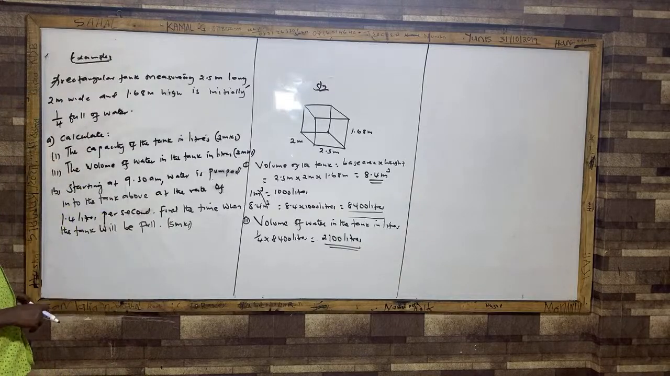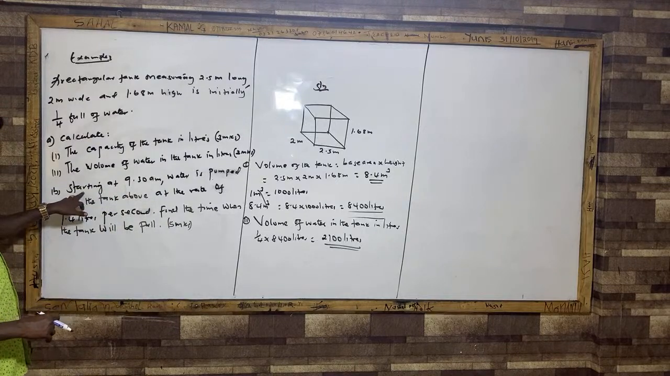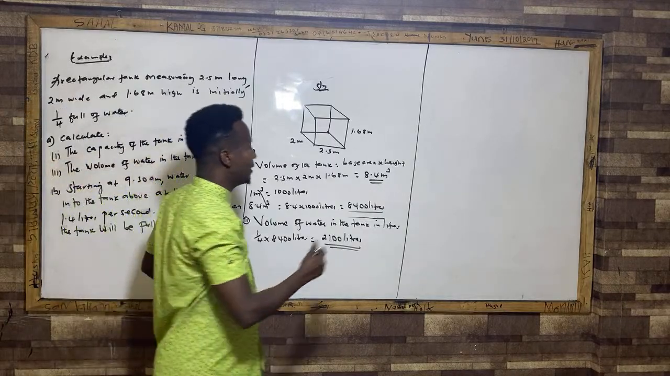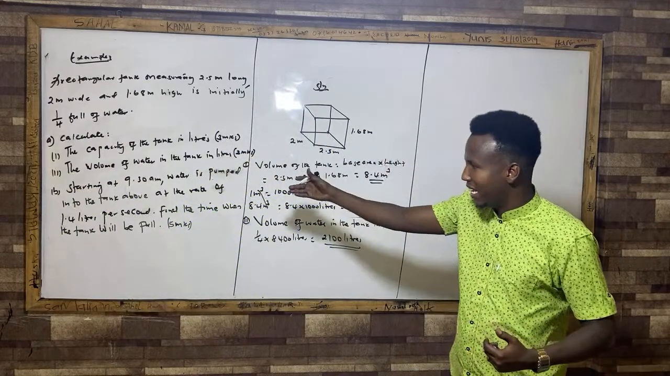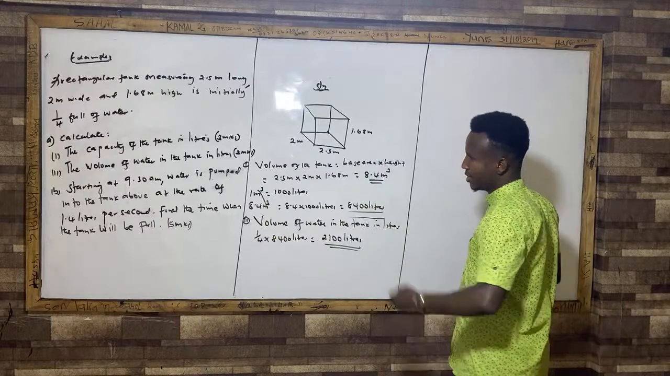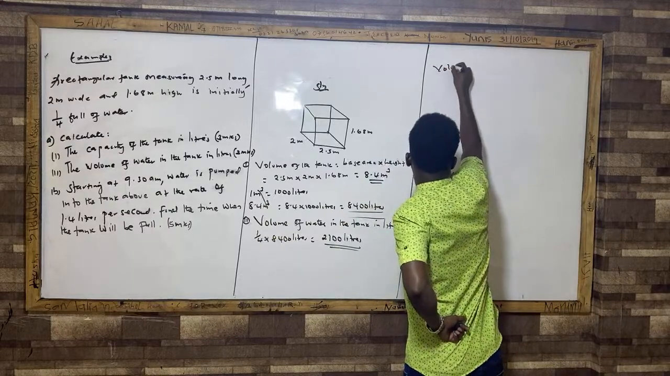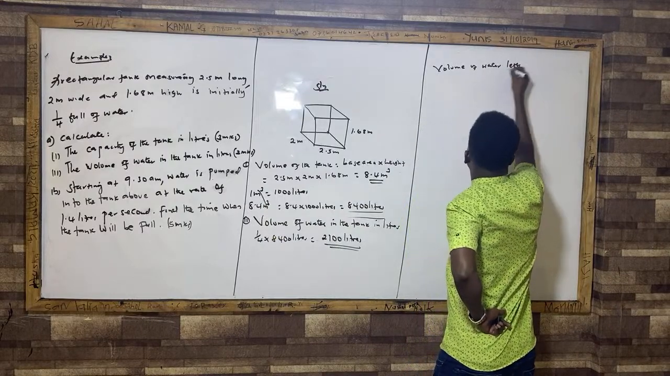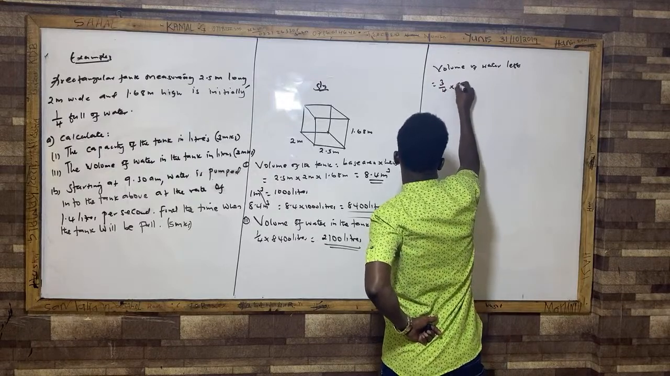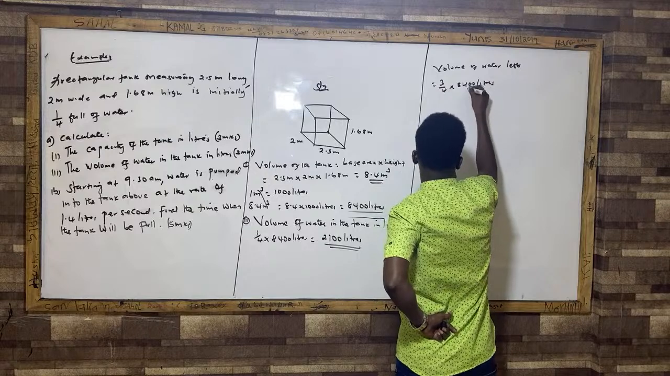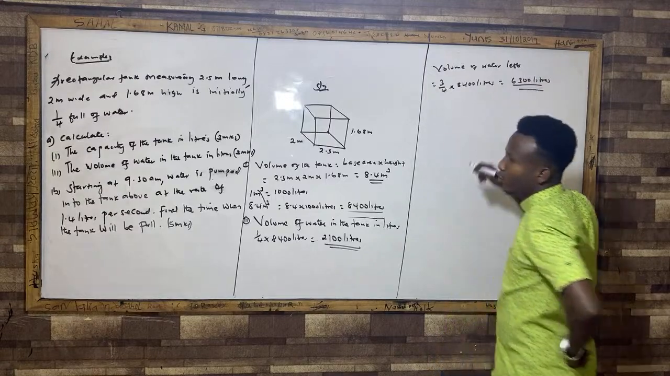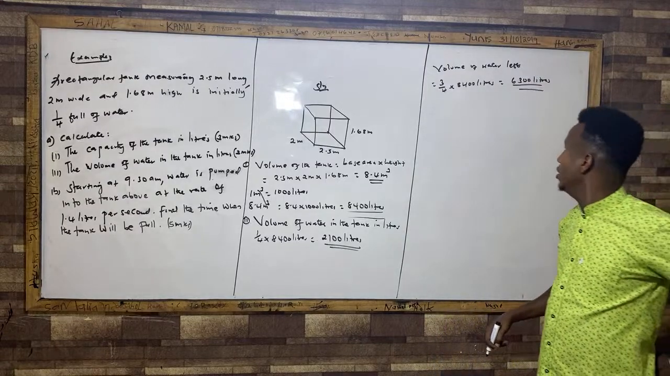So when you have this volume, what are we left with? We are left with 3/4. Remember, we are left with 3/4, so let me get that one. I was not asked, but it will be helpful later. So the volume of water left will be 3/4 times 8,400 liters, which gives me 6,300 liters.